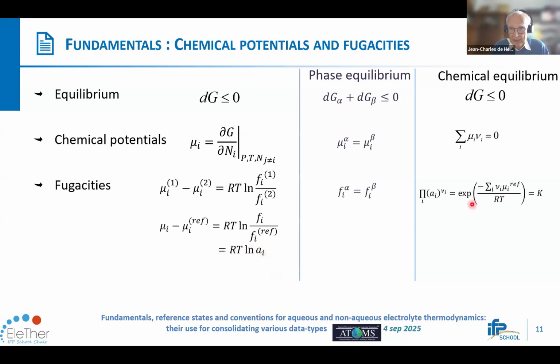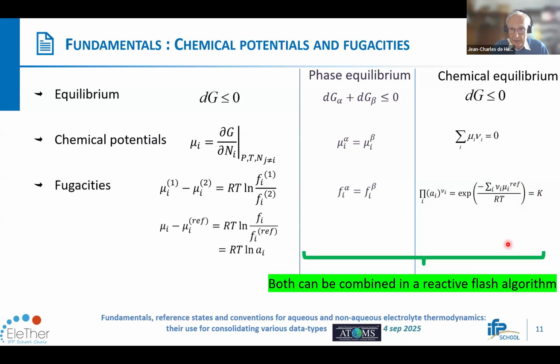When we do that, this equation becomes equal to this one, where we have a product of activities to the power of the stoichiometric coefficient, which is equal to a chemical equilibrium constant, which is related to the reference state chemical potentials of each species, as shown here. Now, in practice, we need to combine these, and this is done in reactive flash algorithms, which in principle can deal with everything we're going to talk about next.